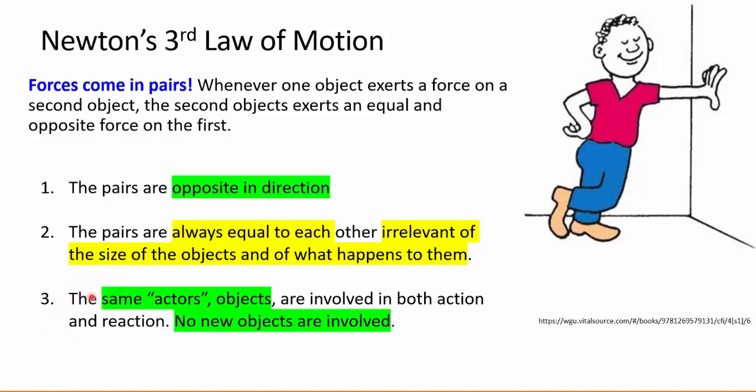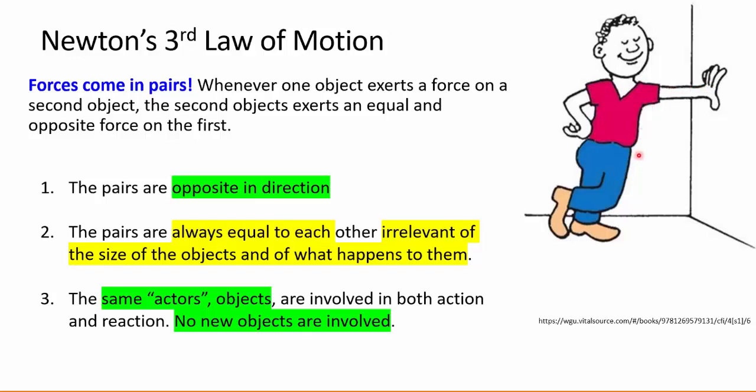Now, let's try to explain that with this example here. This person, for example, is standing here, pushing on the wall with his hand. So what's the action? Hand pushing against the wall. What's the reaction? Wall pushing back against the hand. So the push of the hand is towards the right, the push of the wall is towards the left. Both of these forces are equal. The objects involved are hand and wall. Hand pushes the wall, wall pushes back the hand. The same two objects.